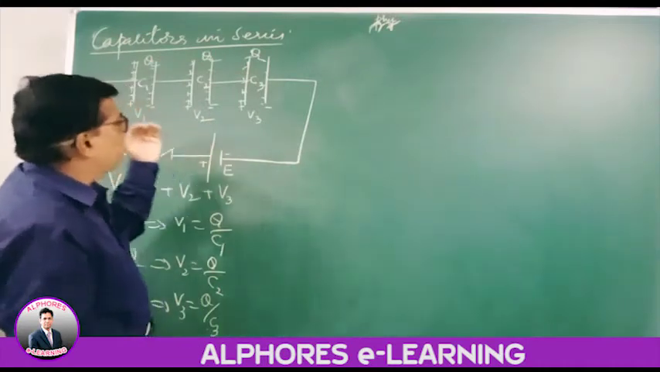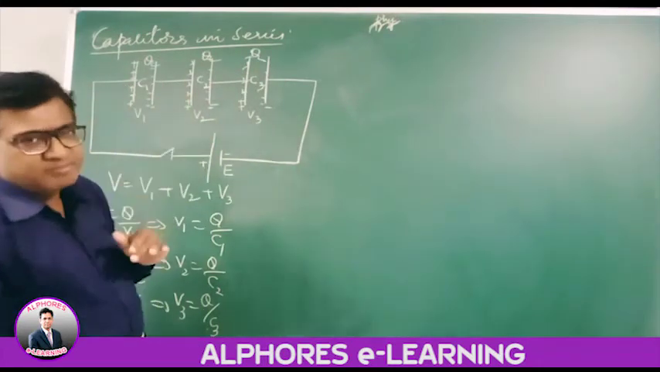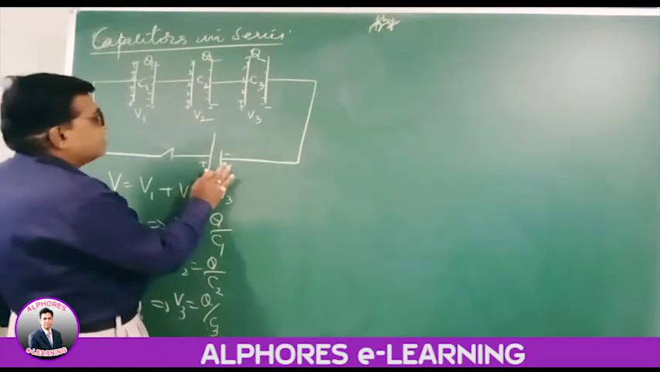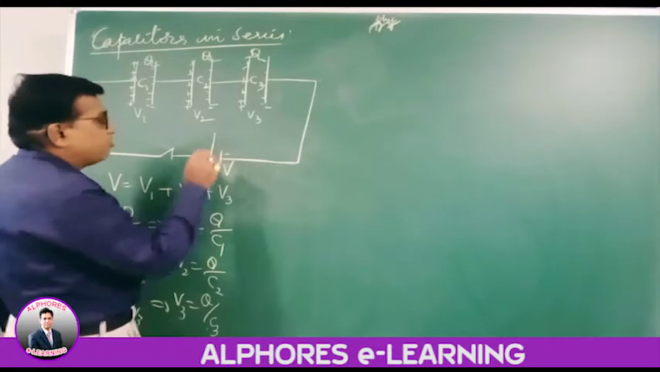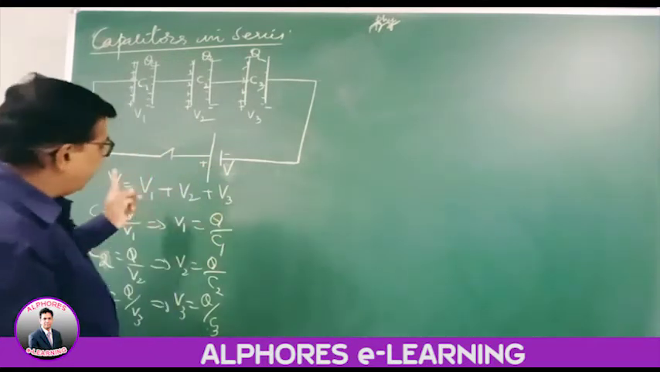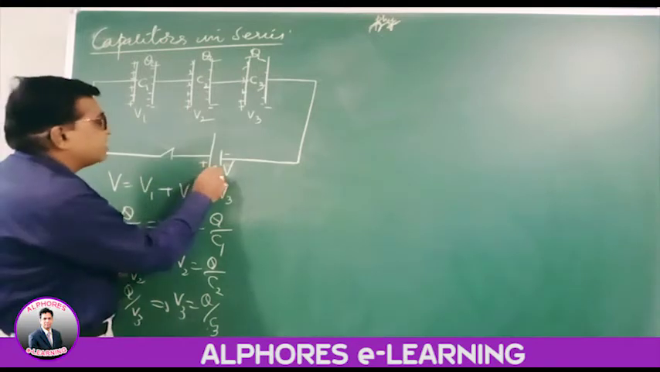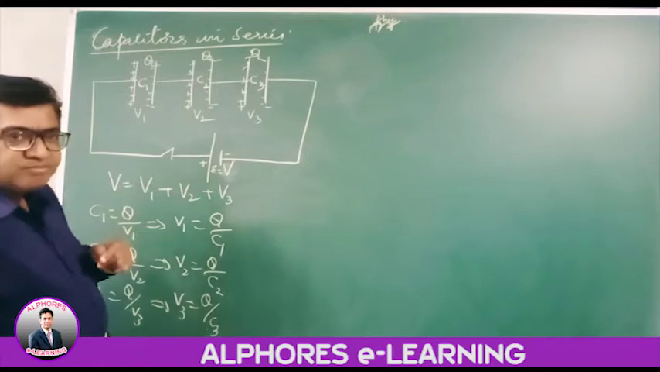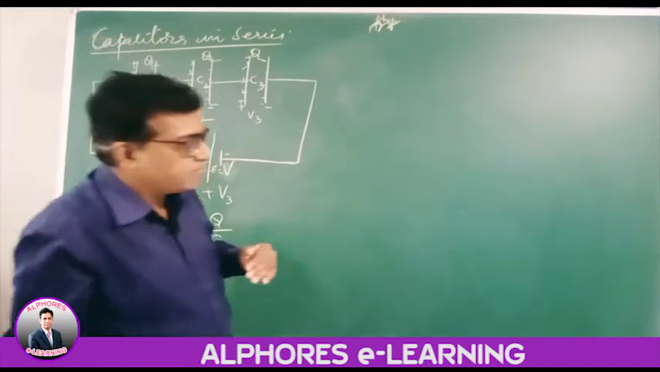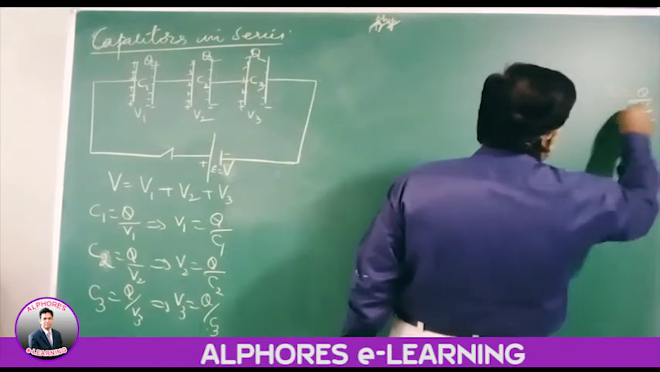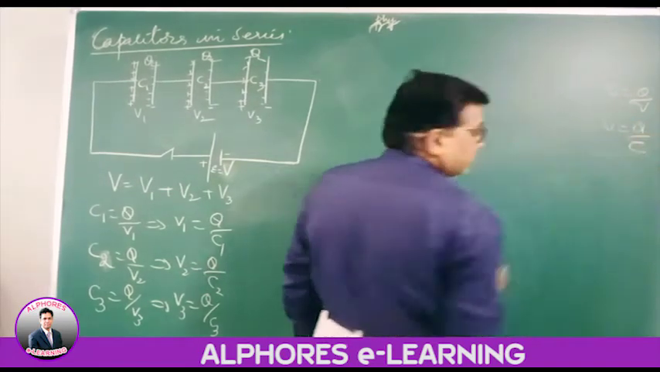So let the individual potentials be V1, V2 and V3. Let us imagine the total potential to be V, the EMF of the cell. Then V is V1 plus V2 plus V3. Then according to the definition of capacity, we know capacity C is equal to Q by V, or V is Q by C.